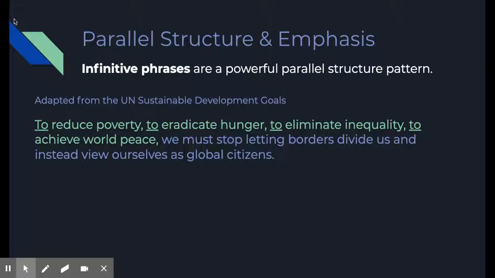So this first one is, to reduce poverty, to eradicate hunger, to eliminate inequality, to achieve world peace, we must stop letting borders divide us and instead view ourselves as global citizens. So that parallel structure with those infinitive phrases has given emphasis to the sentence in a few different ways. So first of all, in terms of pacing, it's created suspense, right? You can kind of feel that build with each term: to reduce poverty, to eradicate hunger, to eliminate inequality.